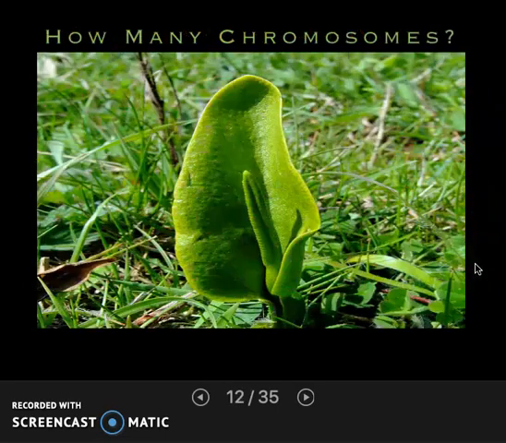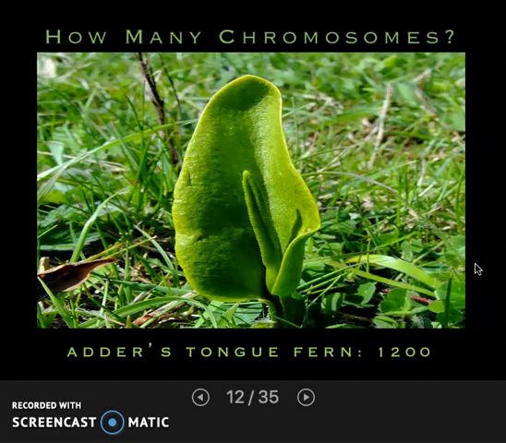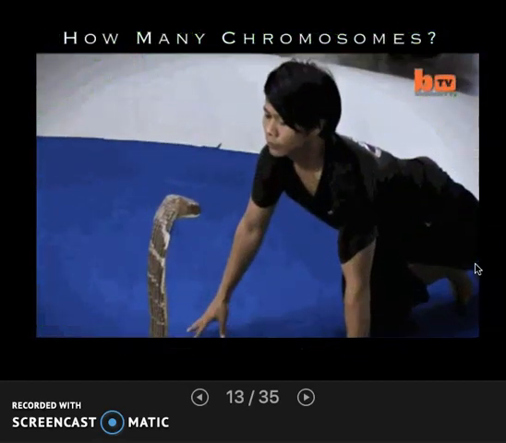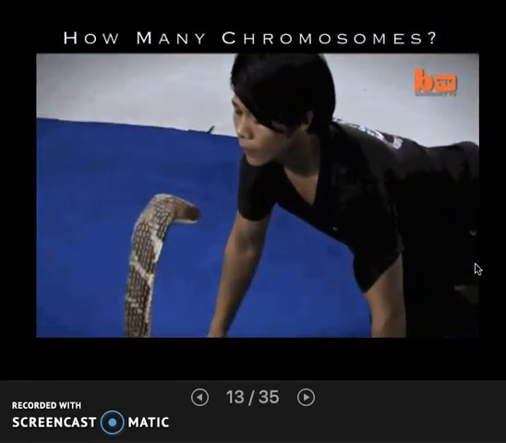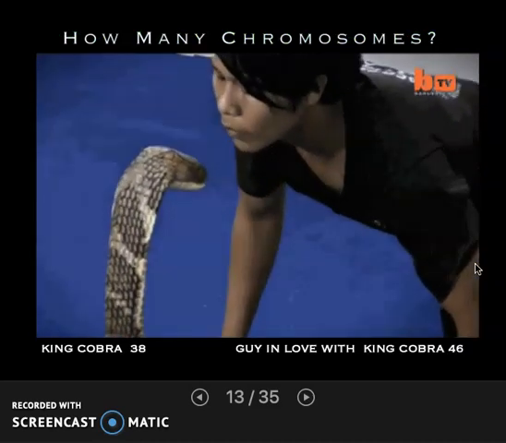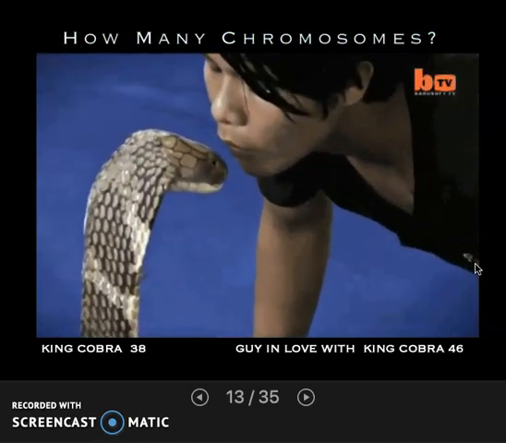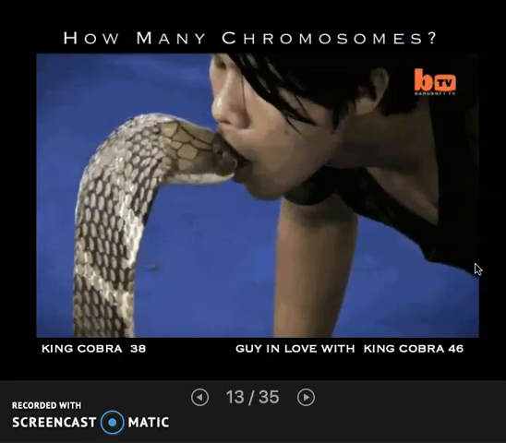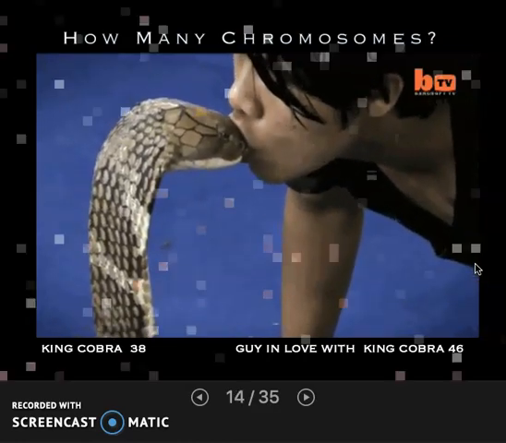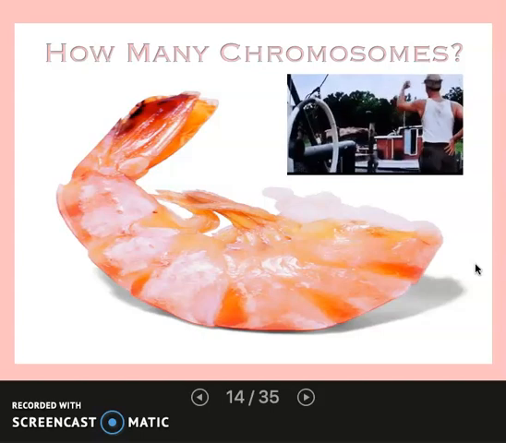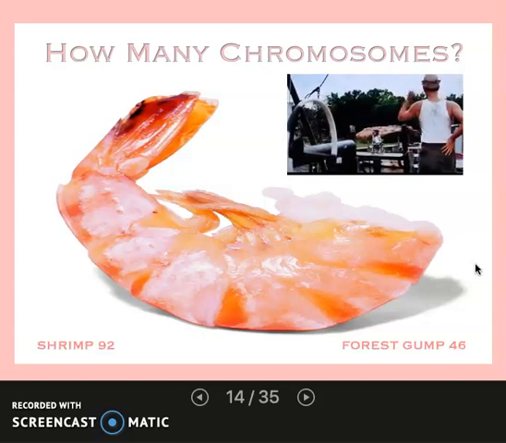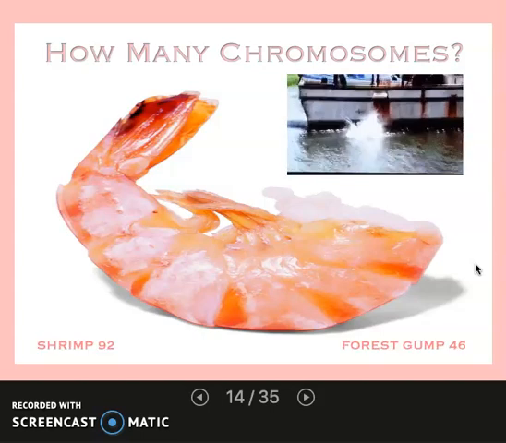How about the death adder fern or adder tongue fern? 1,200 chromosomes. My point here being that your chromosome number doesn't necessarily indicate how complex you are. Who has more chromosomes? The king cobra or the dude in love with the king cobra? King cobra, 38. Dude kissing king cobra, 46. Shrimp versus Forrest Gump. Shrimp have 92, Forrest Gump only 46.